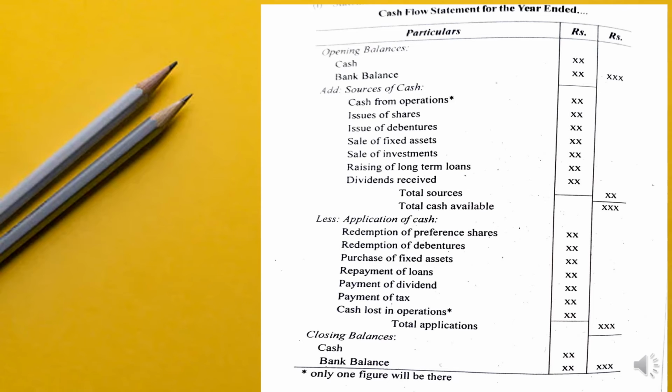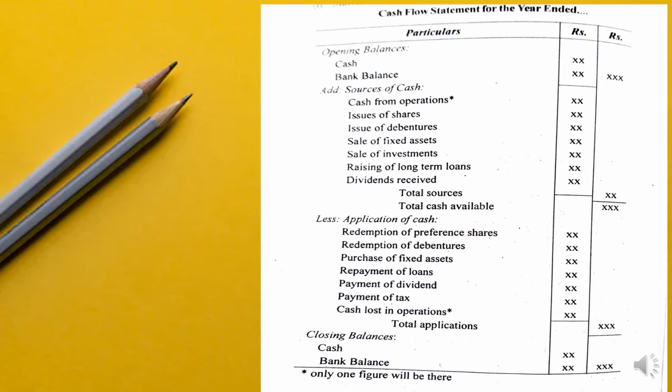With that you will be deducting the application of cash, where all the items shown in the slide will appear there, and you will be finding out the total application. And at last you will be writing closing balance, cash and bank balance, and you will be arriving at the total.